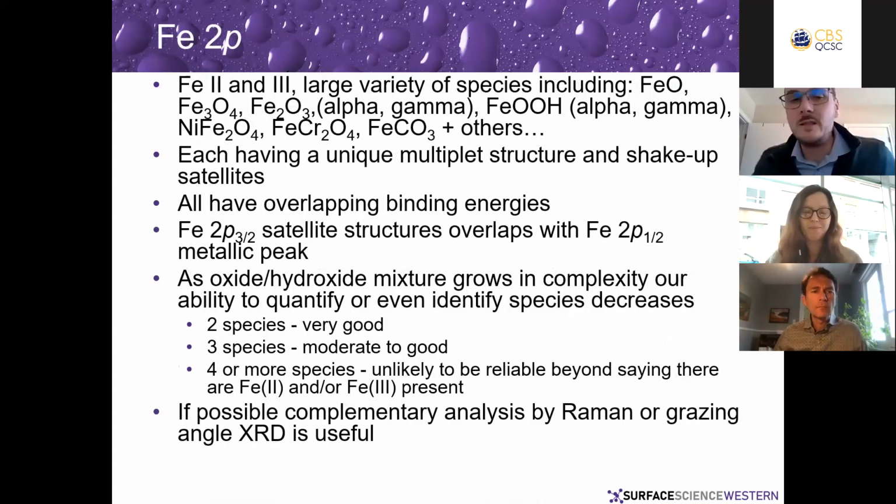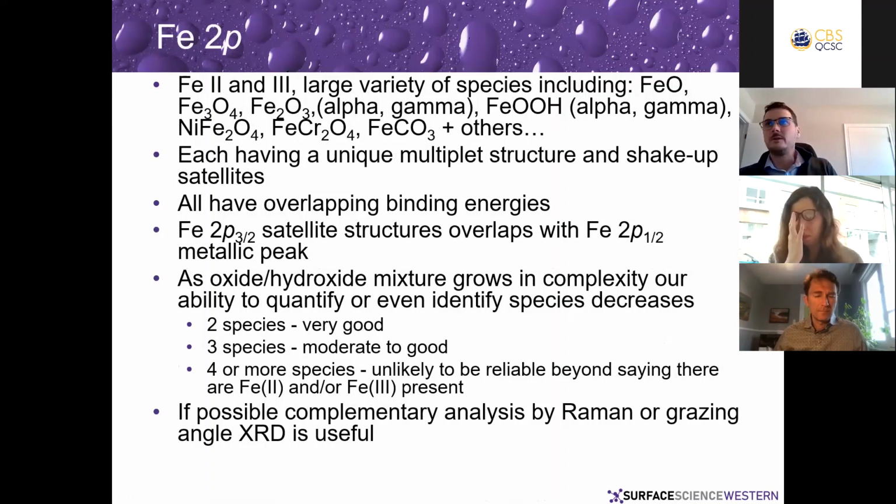A lot of times you'll see in the literature that people try to fit iron 2p spectra to say, okay, I've got so much iron 2 and so much iron 3. I don't buy most of it. A couple of things go on. First, you have a variety of species. They each have unique multiplet structure and shake-up satellites. They all have overlapping binding energies.